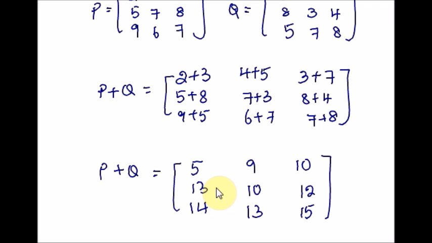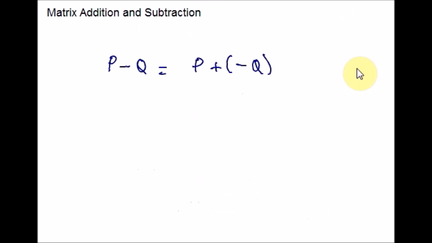Now let us move on to matrix subtraction. Matrix subtraction is exactly the same as matrix addition. All the constraints valid for addition are also valid for matrix subtraction. Matrix subtraction can only be done when the two matrices are of the same size. Subtraction cannot be defined for matrices of different sizes.